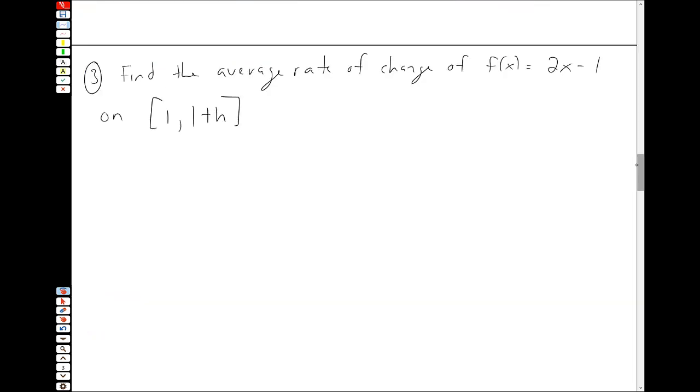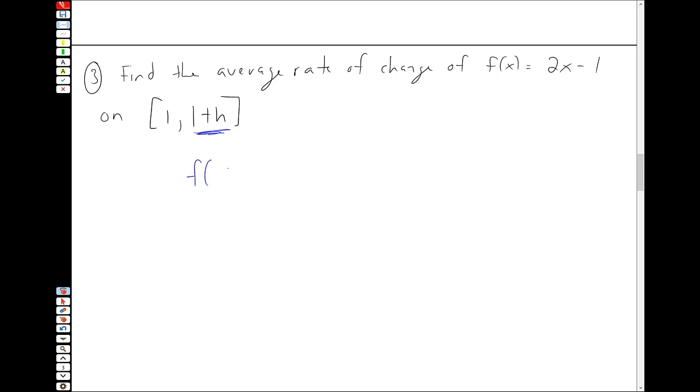Find the average rate of change of f of x equal to 2x minus 1 on the interval 1 to 1 plus h. Okay, so h here still represents sort of that small distance. Again, that's not something you're going to get too deep into until you get into calculus. But how do we find the average rate of change over an interval where we don't really know what this h is? You do the same exact process as you did before, except you might have some h's in the end. Although we'll see in this case, we probably won't. But I don't want to spoil too much.